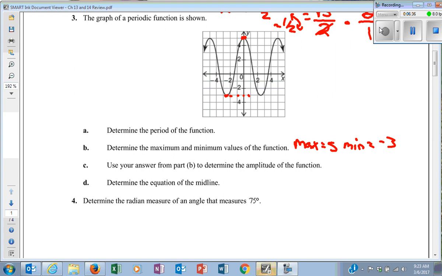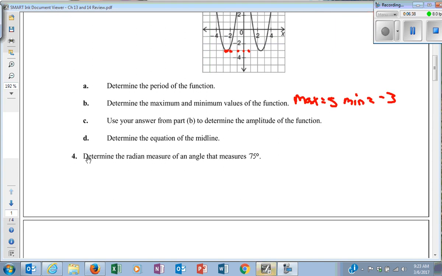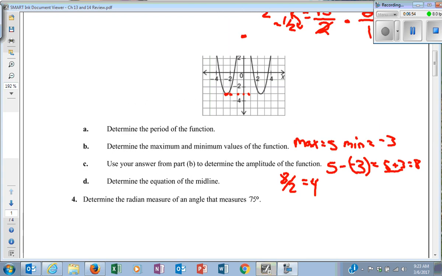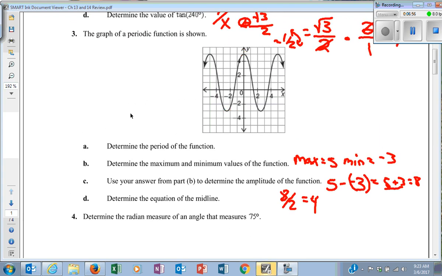It says use your answer from it to determine the amplitude. To determine the amplitude, I know that I subtract these two, so 5 minus a -3 turns into 5 plus 3, which equals 8. Then you take that number and cut it in half, and you know your amplitude is 4, which makes it so I can find my midline, and I can kind of show you what I'm talking about from before.